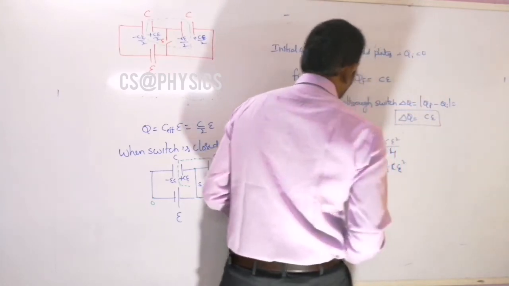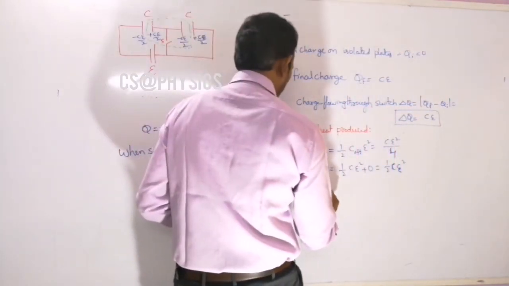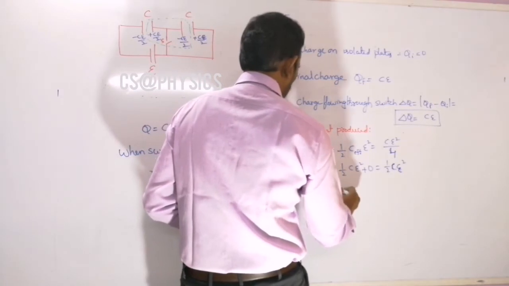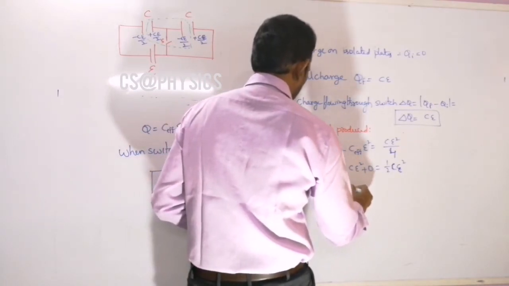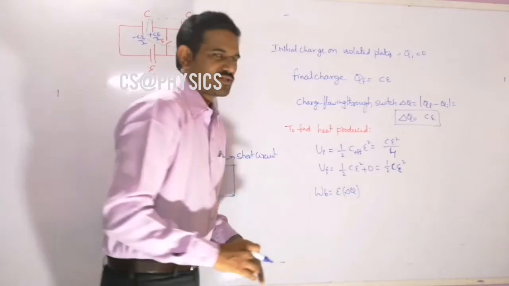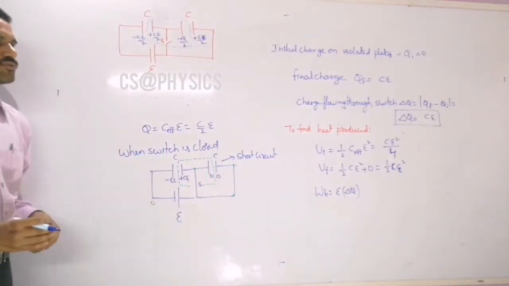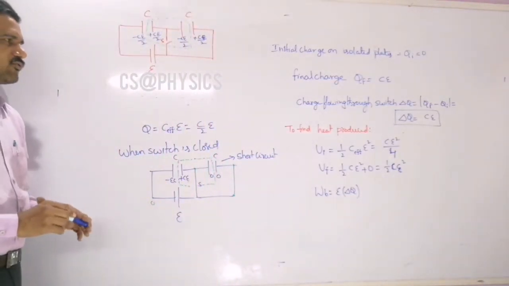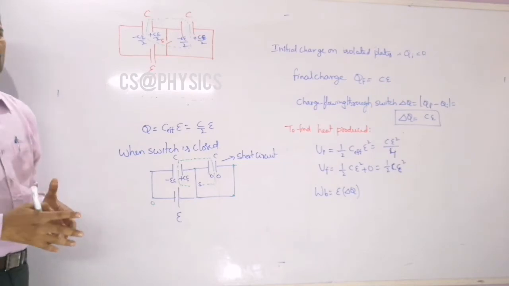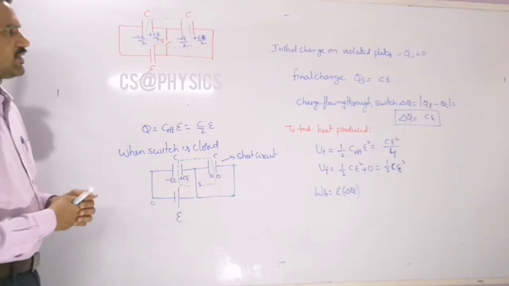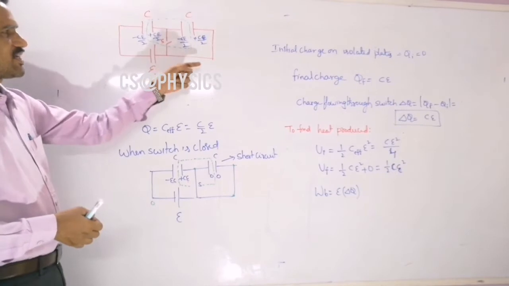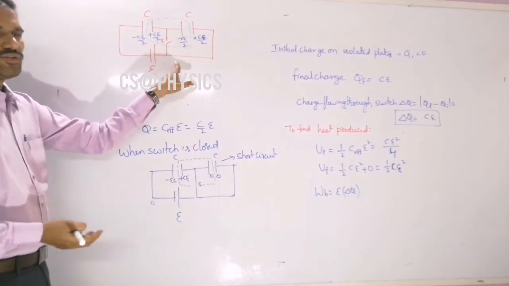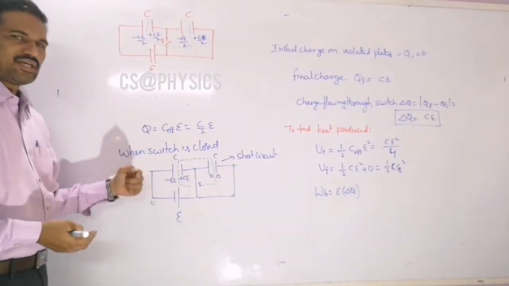Now the work done by the battery. This is the potential difference into delta Q. It means we find how much charge is flowing through the cell. Can you say how much charge is flowing through the cell here? Initially the charge flowing is CE by 2. Finally the charge flowing is CE.